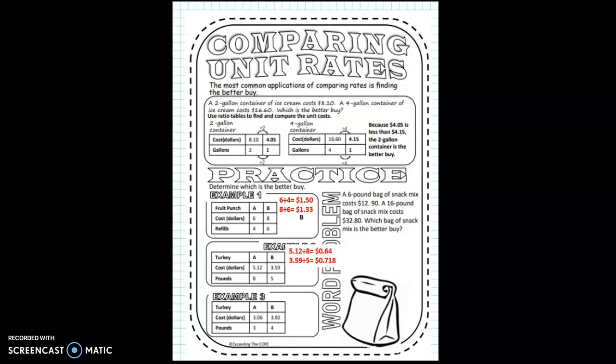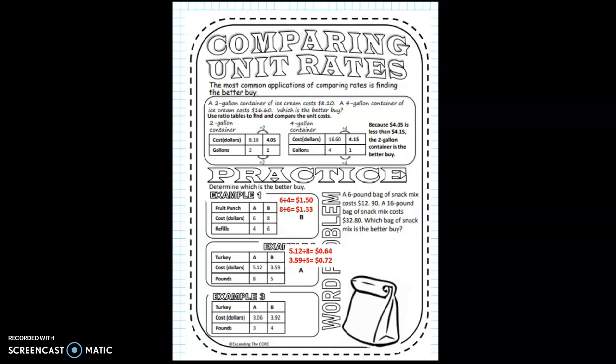$5.12 divided by 8 is 64 cents per pound. $3.59 divided by 5 is 71 8/10 cents per pound. Now that's not how we typically write money unless we're talking about gasoline. So we're going to round that one to 72 cents. Turkey A is the better buy at 64 cents.